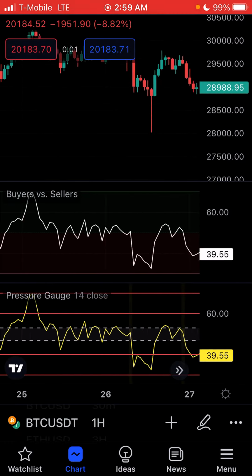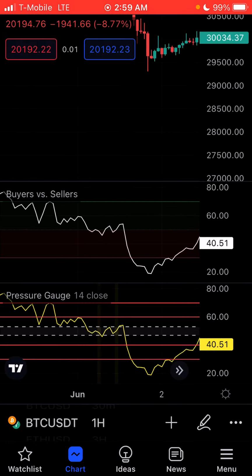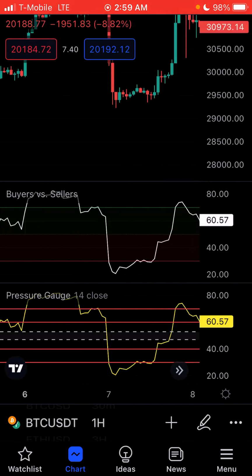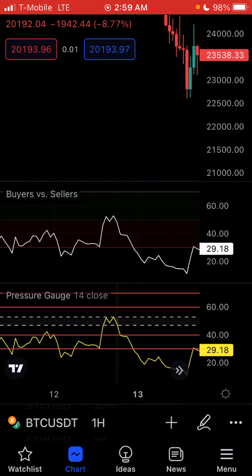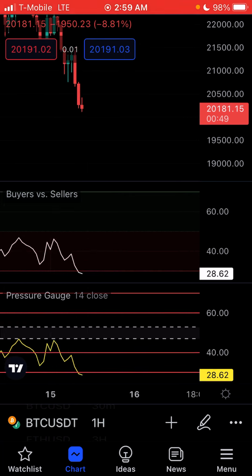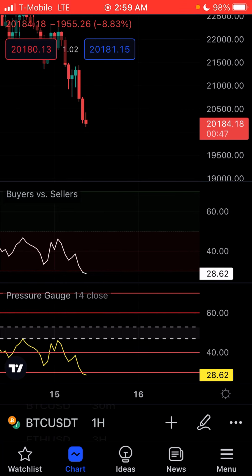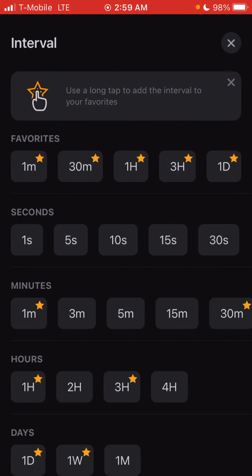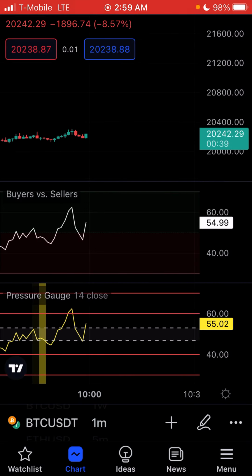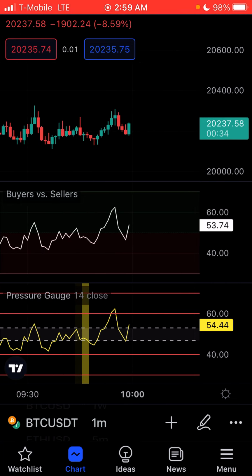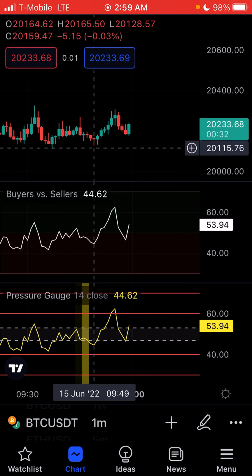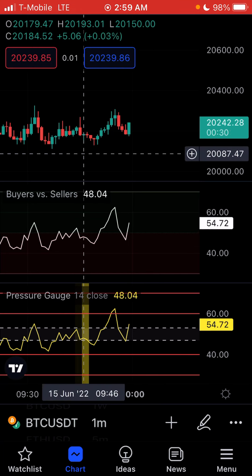So let's just look one more time. We'll catch up to where we are right now, where it currently is at 20,000. There it is. So right now for the 1 hour, there's no pressure gauge. But for the minute, they do have it. So at the moment that I'm recording this video, the pressure gauge is there. It's in the red, so it's probably going to go up a little bit.